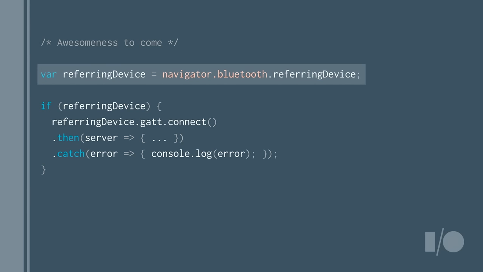Web Bluetooth is about to implement this feature with an upcoming object called referring device. This will allow you to access directly in JavaScript the Bluetooth device that broadcasted the URL when the user clicked on the physical web notification.